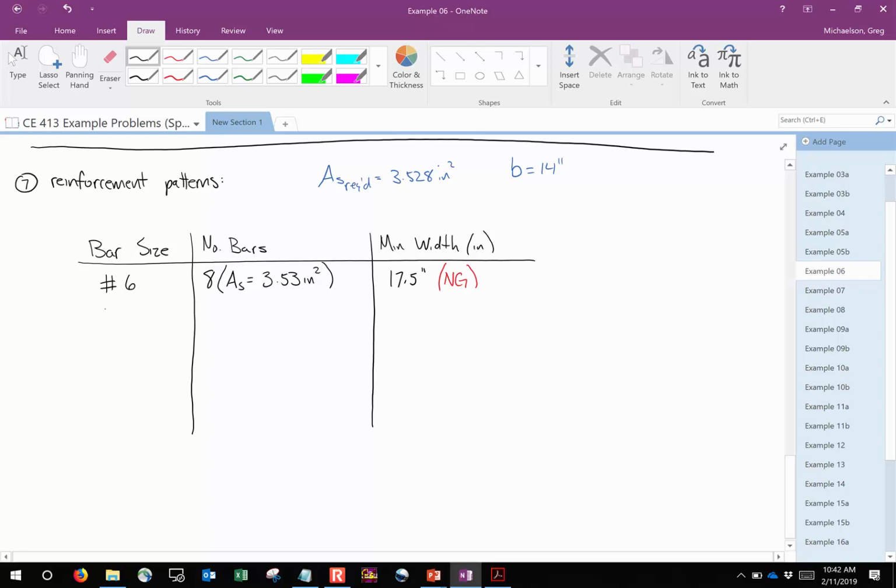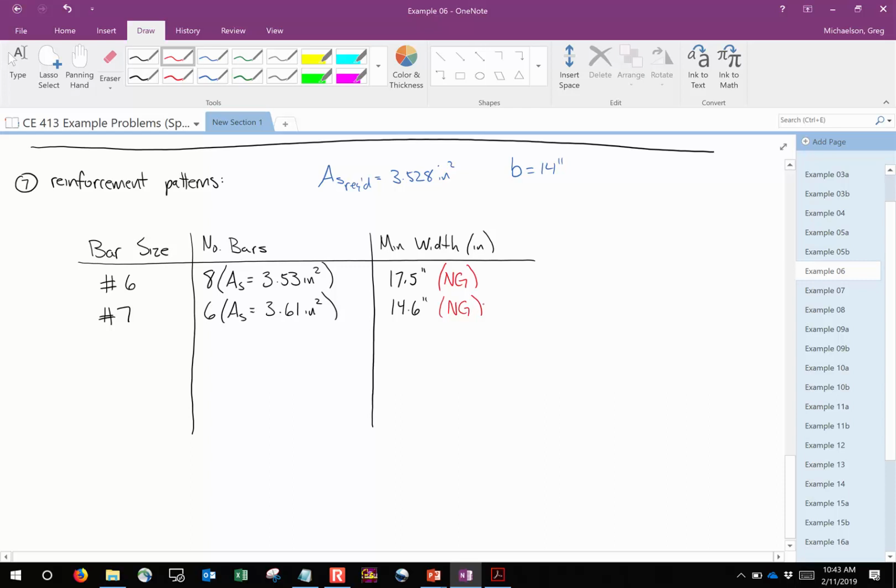Let's say number 7s. So you tell me, how many number 7s would we use? 6. Okay, and you picked 6 because the area of steel is what? 3.61. If we were to use 6 number 7s, what would the required beam width need to be? 14.6. Is that a valid option? No. All right.